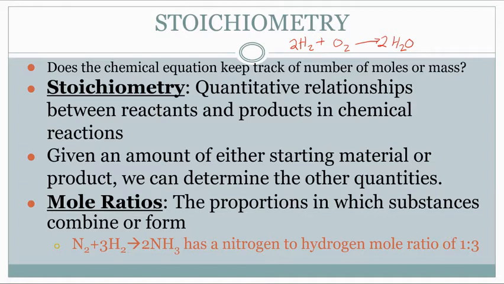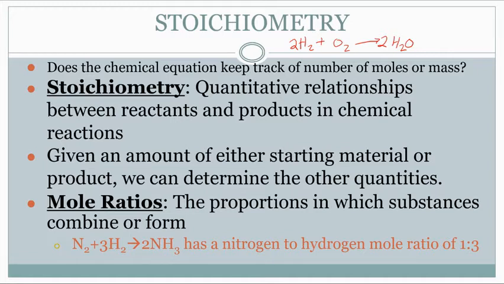So what stoichiometry is: stoichiometry keeps track of the quantitative relationships between reactants and products in chemical reactions. Now, if we're given the amount of either starting material or product, we can determine the other quantities. So if I say I start with 52 grams of hydrogen gas, how many grams of water do I produce? You would be able to figure that out.